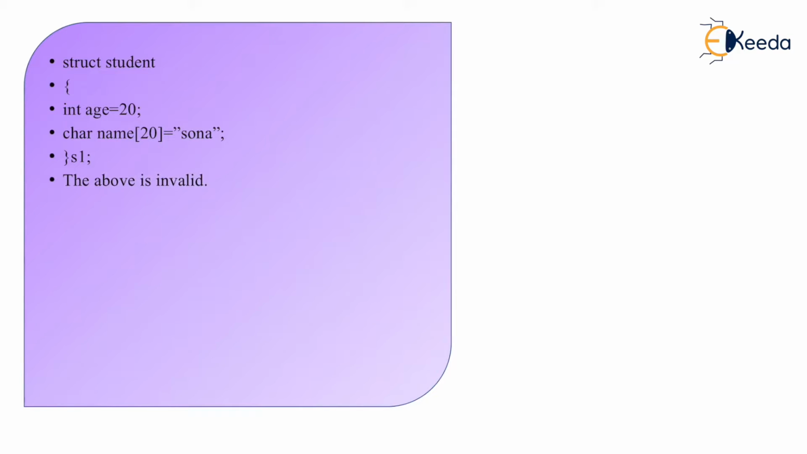We have seen in the previous slide that we cannot initialize the members of a structure inside the structure, because if we define it, those values become constant. We cannot change them. If you want to change, then you have to use the initialization method using the variable name. So that is not possible, and this thing is invalid.